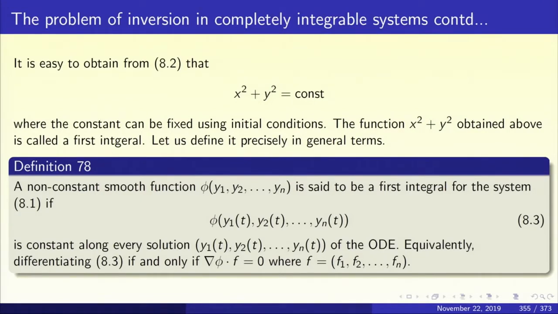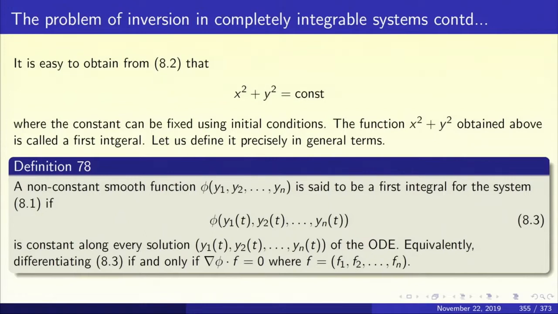Let us define it in general terms. A non-constant smooth function phi of y1, y2, ..., yn is said to be a first integral for the system of differential equations 8.1 if phi is constant along solutions. That is, phi of (y1(t), y2(t), ..., yn(t)) is constant along every solution of the system of ODEs. Equivalently, differentiate 8.3. 8.3 is a constant. Differentiate it, you're going to get 0. But how do you differentiate a composite function? Grad phi dot with the derivative of y1, derivative of y2, ..., derivative of yn. But what is the derivative of y1, y2, ..., yn put together? f1, f2, ..., fn. That is, grad phi dot f equal to 0. That's the equivalent condition for phi to be a first integral.